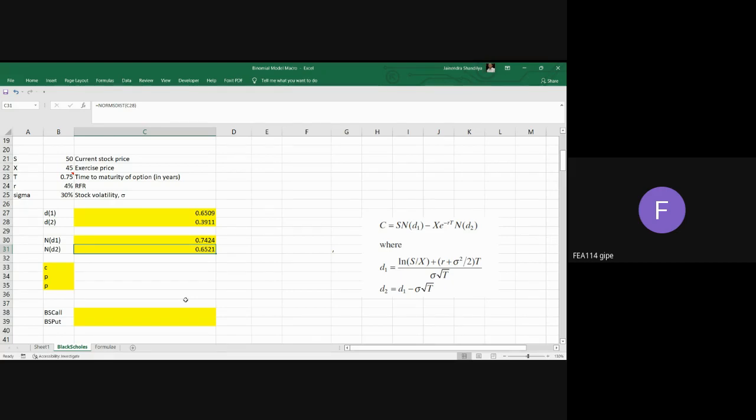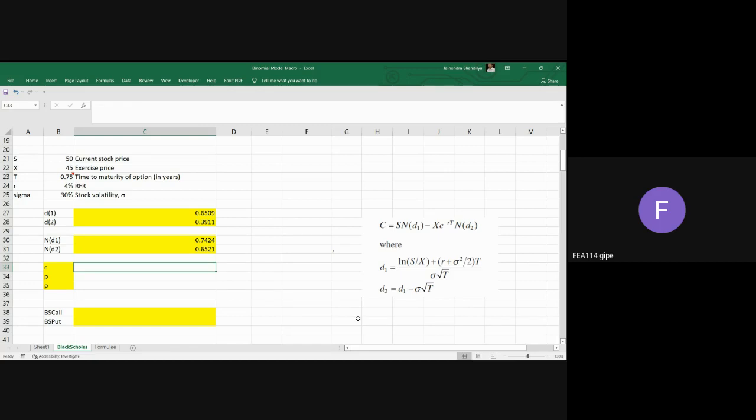ND2 assigns a probability: what is the probability that this exercise price will be materialized? For example, the exercise price here is 45. Let's say at the time of expiry, the stock price is only 40. Then there's no point in exercising the call option, because in the market it is cheaper and you are going to pay a higher price. So these two terms, ND1 and ND2, you should always remember. If someone asks you what is ND1 and what is ND2, you should be in a position to clarify what they mean.